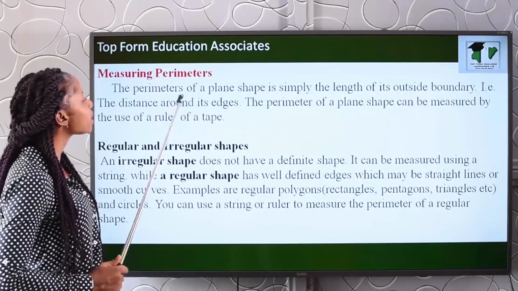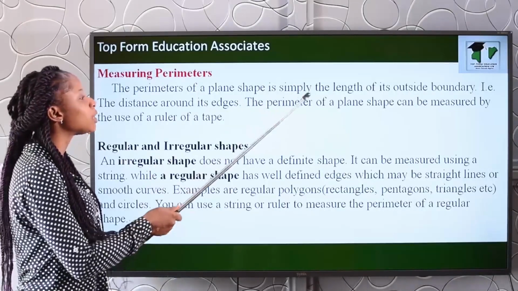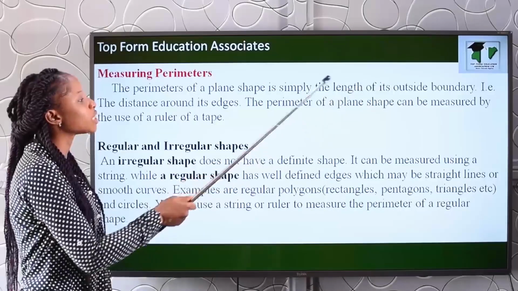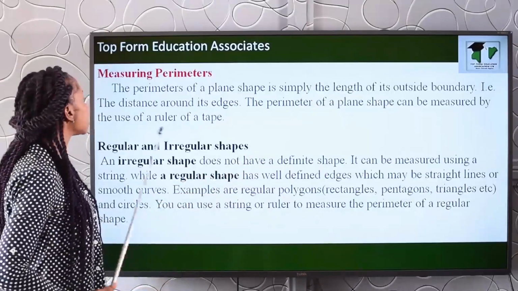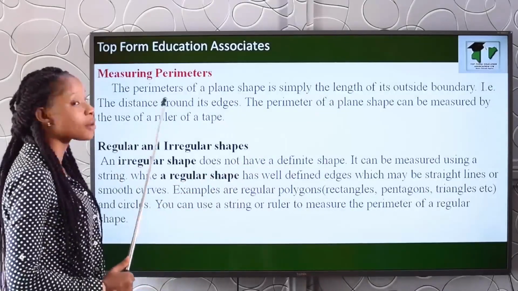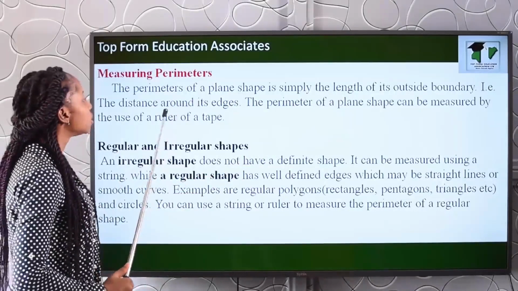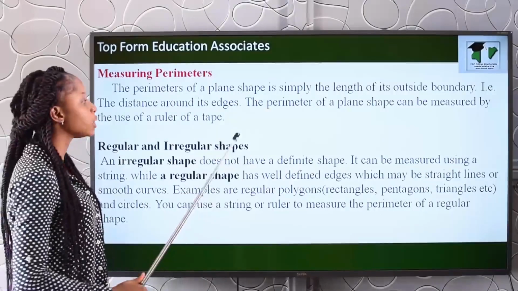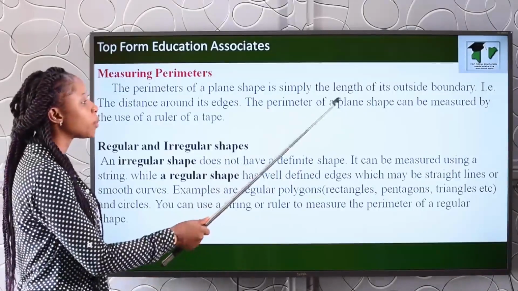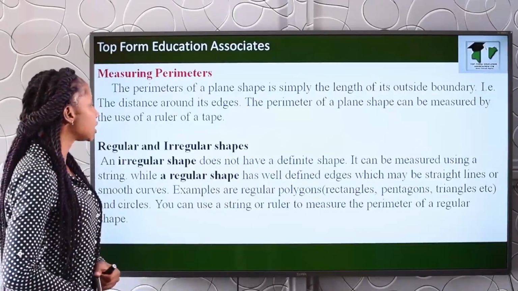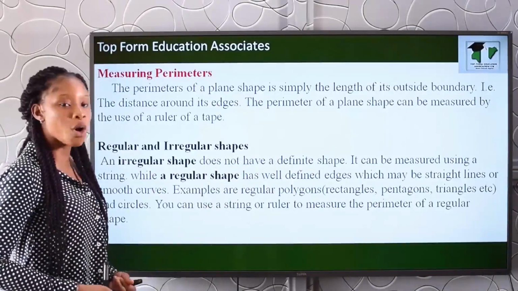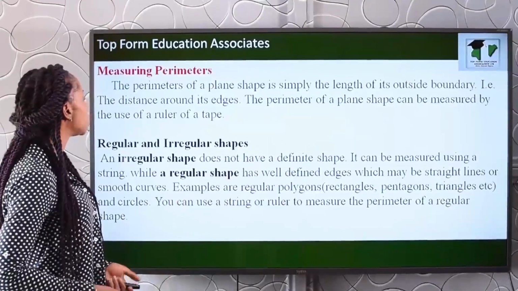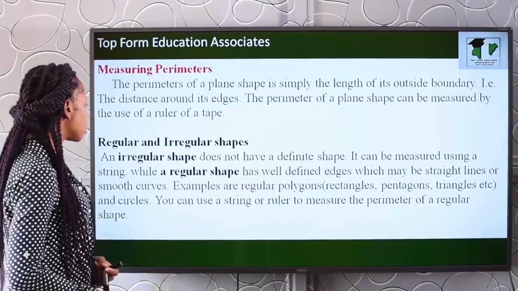Now, the perimeter of a plane shape is simply the length of its outside boundary. That is, it is the distance around its edges. The distance around the edges of any shape is called the perimeter. The perimeter of a plane shape can be measured using a ruler or a tape.